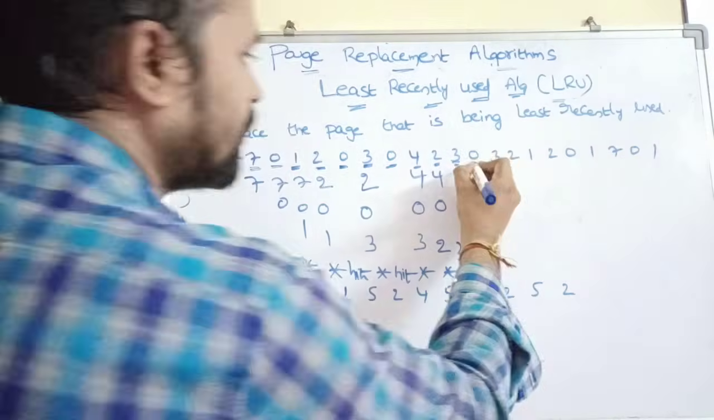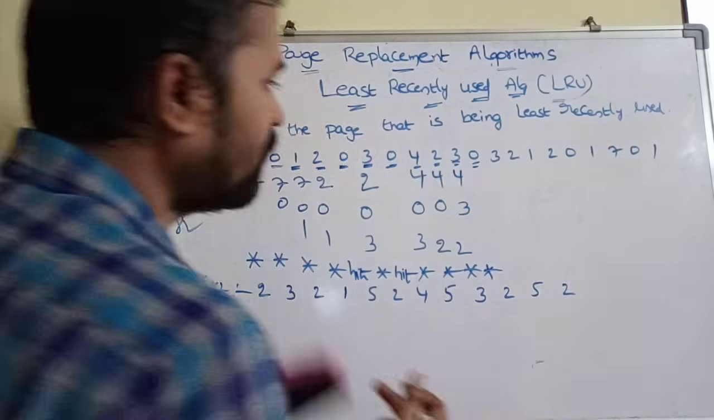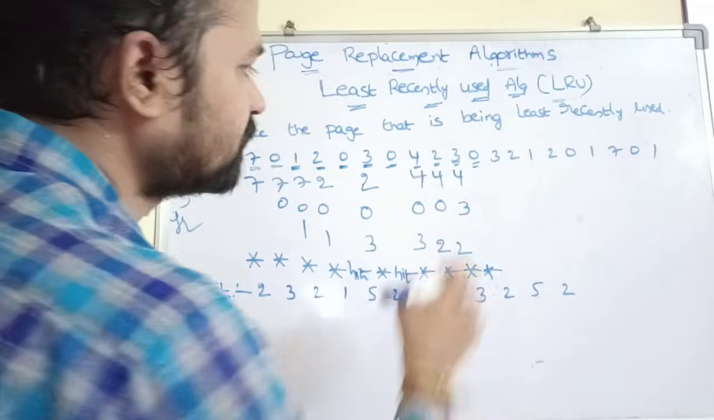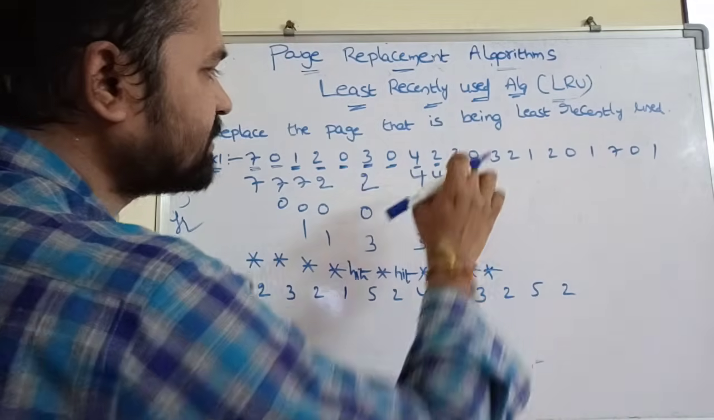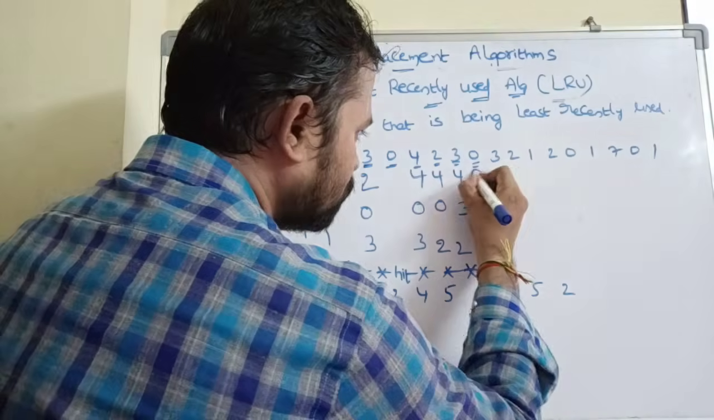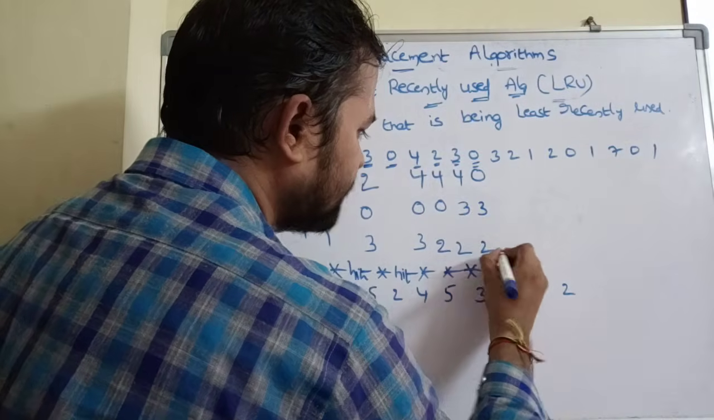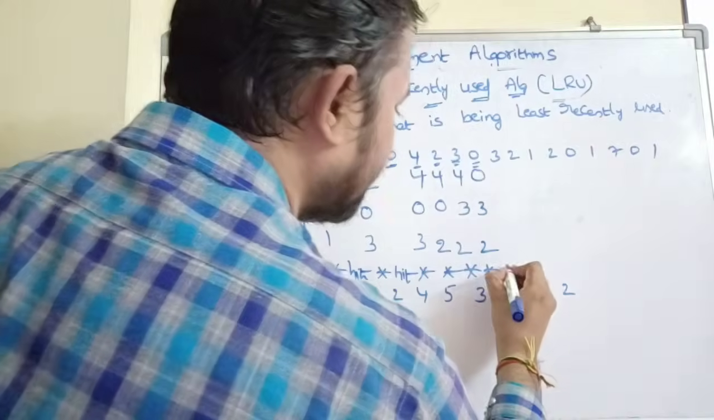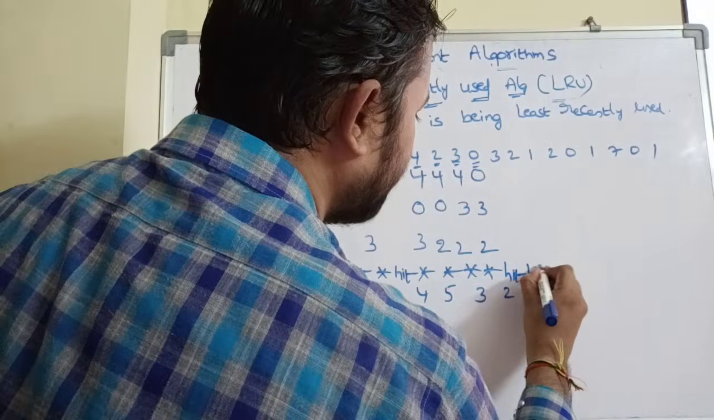0 not present in the main memory. So page fault. So which page we have to replace? Out of 4, 3, 2, 3 is the most recently used page, whereas 4 is the least recently used page. So 4 should be replaced here. So 0, 3, 2. Next 3 already present. So hit. 2 already present, hit.